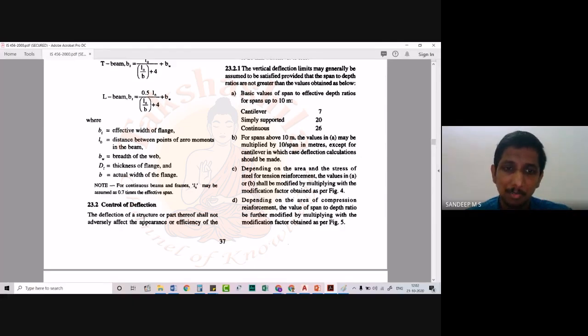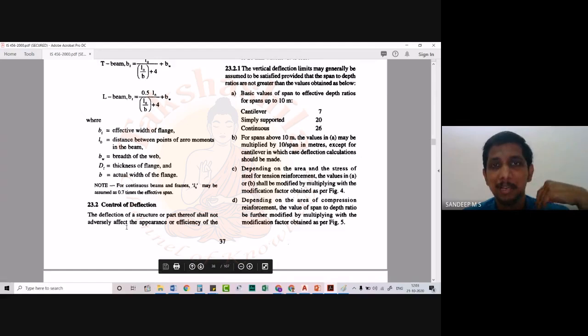For the time being, what the code suggests is that if you start by taking some assumptions, we will automatically satisfy the deflection criteria. That is, when we fix the dimensions of the beam, in the initial stage of the design, if you follow some set of instructions, the deflection condition will be automatically satisfied. That is what the code is actually suggesting to you.